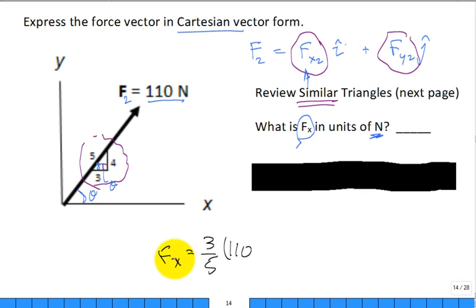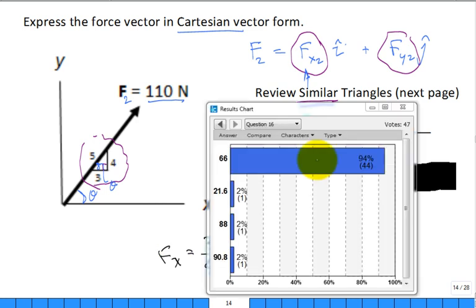Is that how you use the similar triangles? Is it boiled down to that? So what does that give us as an answer? 66. Look good? Thank you very much.